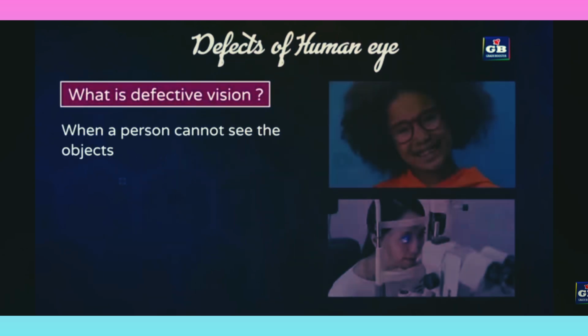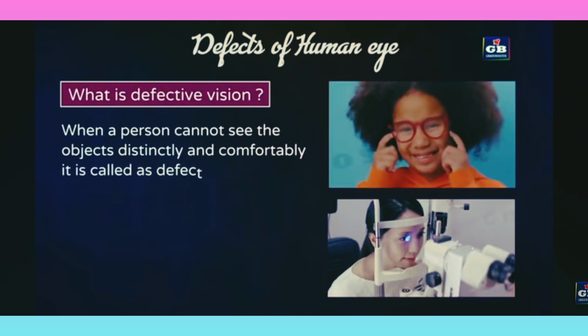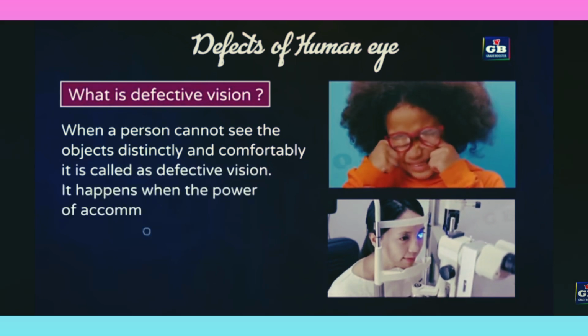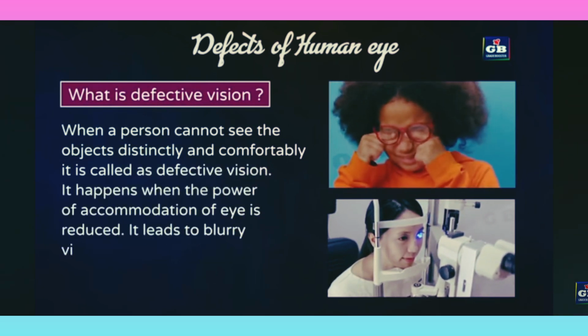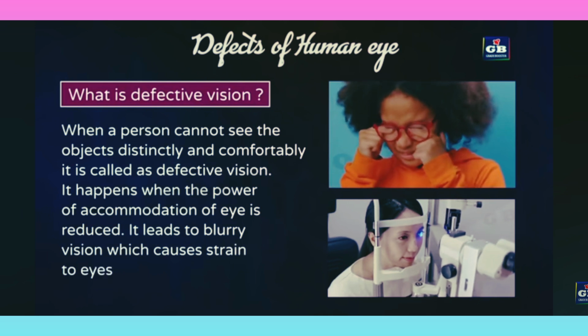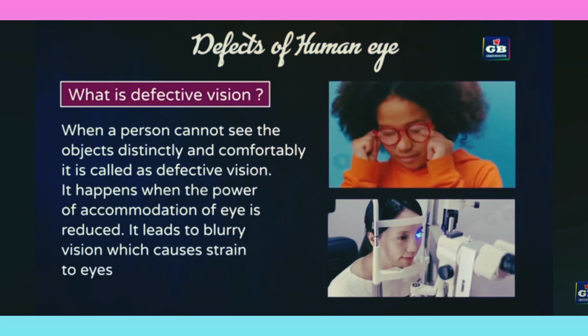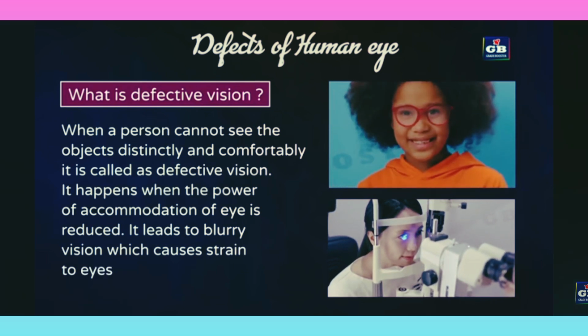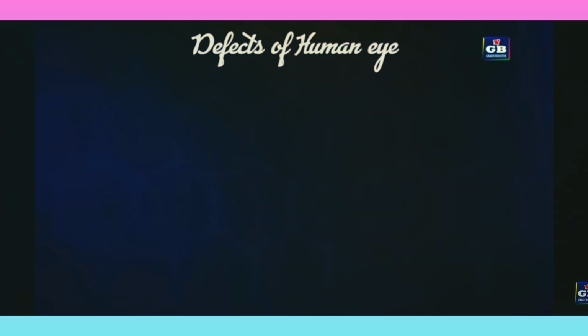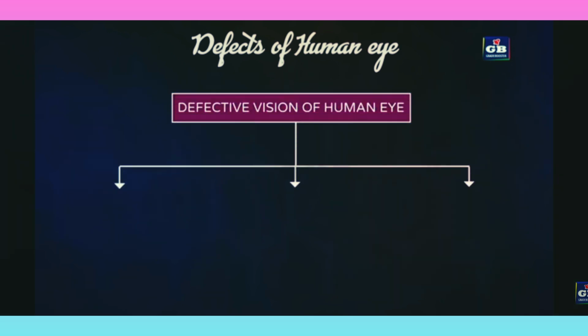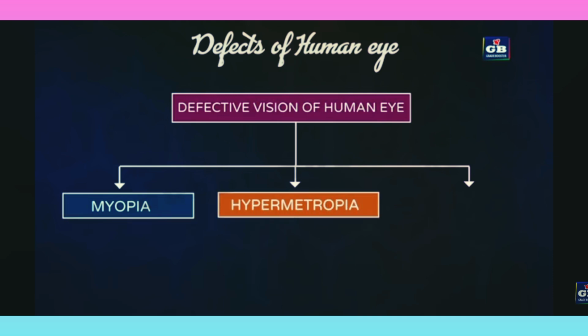What is defective vision? When a person cannot see the objects distinctly and comfortably, it is called as defective vision. It happens when the power of accommodation of eye is reduced. It leads to blurry vision, which causes strain to eyes. The defective vision of human eye is mainly of three types. 1. Myopia. 2. Hypermetropia.